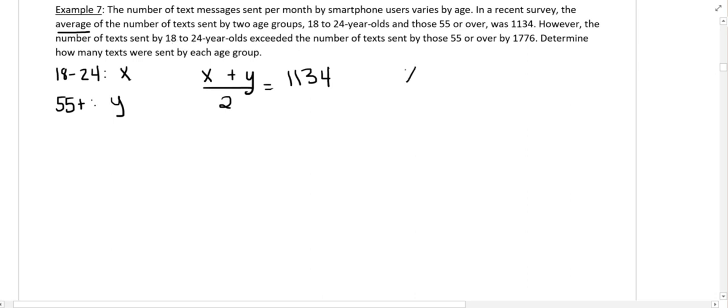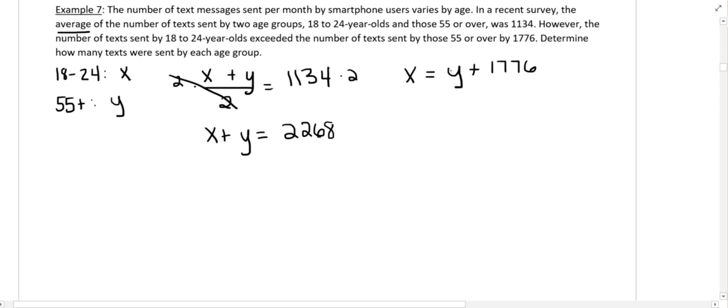Then the second one, you have the number of texts sent by 18 to 24-year-olds exceeded. So 18 to 24-year-olds is going to exceed 55 and over, so you're going to take 55 and over, Y, you're going to add 1776. So whatever they had plus 1776 equals the 18 to 24-year-old group. And then we can solve this. So let's go ahead, get rid of this fraction, just multiply both sides by 2 here. So you can have the total number of texts. So x plus y is going to be 2268.